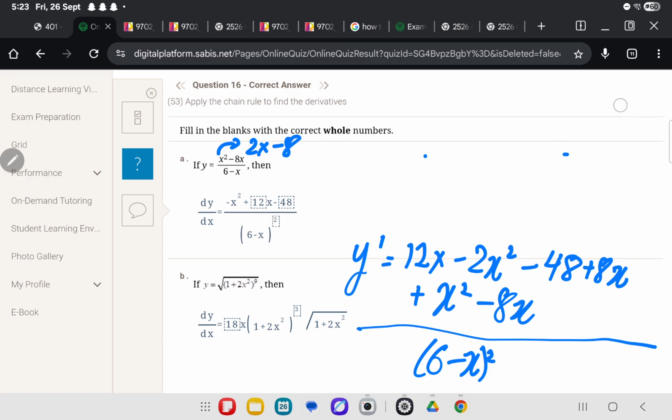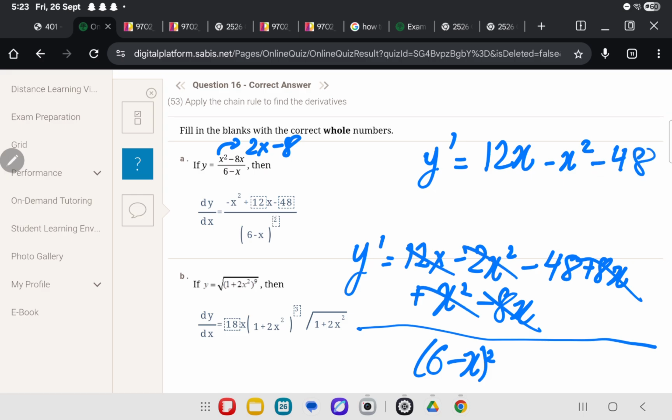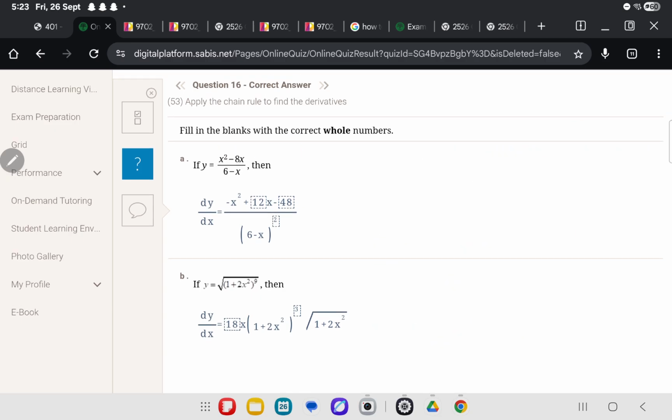Simplifying: y prime is equal to 12x plus 8x minus 8x. The plus 8x and minus 8x cancel out, so that just gives me 12x. Now, minus 2x squared plus x squared gives minus x squared. And then minus 48 has nothing to go with, so it just stays the same, over 6 minus x squared. That's my answer. Done. Obviously they wrote it in a different way, but if you want me to rearrange it the way they did, just take this here and that there. Same exact way. Done.